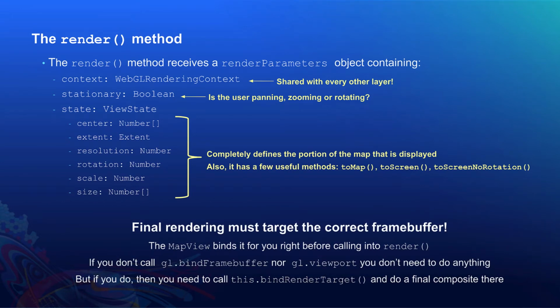Note that when render is called, the WebGL state is guaranteed to be almost the default one. This ensures that you can write your rendering code against a well-specified initial state. However, the two settings that are not default are the bound frame buffer and the viewport. Your render method needs to render in that frame buffer with that viewport for your visualization to properly display and align with the rest of the layer stack and the base map. If you do bind another frame buffer or change the viewport, you need to bind the correct one by calling this bind render target and do a final composition step there.